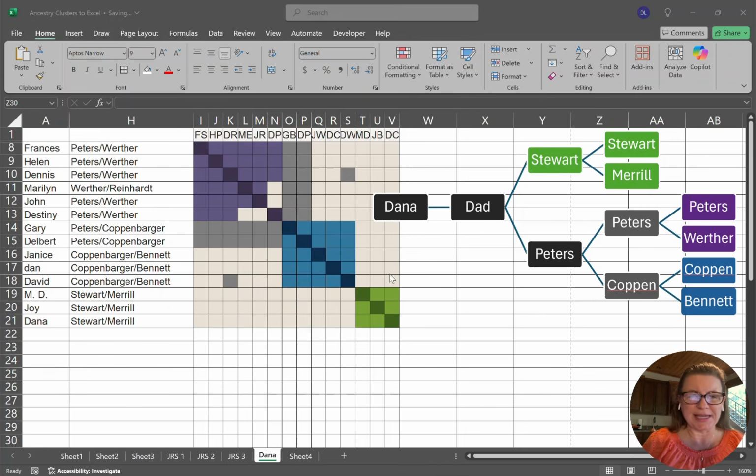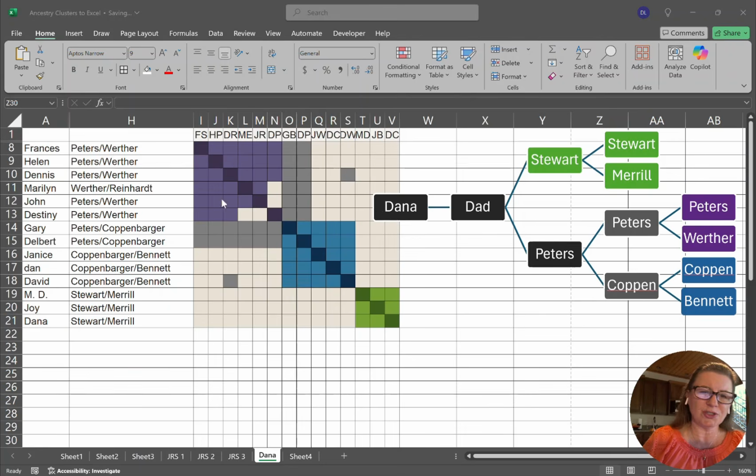Let's start with the green down here at the bottom. These are my dad's side. So here's dad's dad. This is the Stewart Merrill part. And so we have these 3 matches. Remember, there was a 4th on the first run, but now there's only 3. And then these purples are primarily the Peters Werther, so they're my dad's mom's side. But we have one match here, Marilyn, who's actually related to me just through the Werther Reinhardt. So she goes back even a further generation I've not shown because it would get too small, but she's only related to the Werther side and not the Peters.